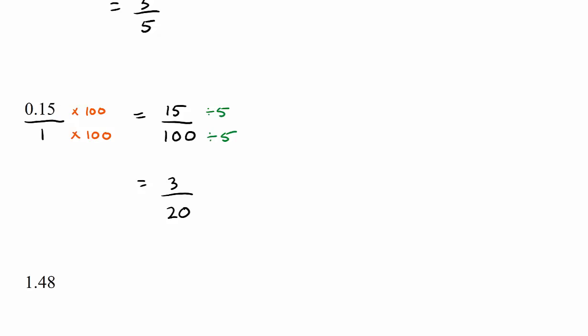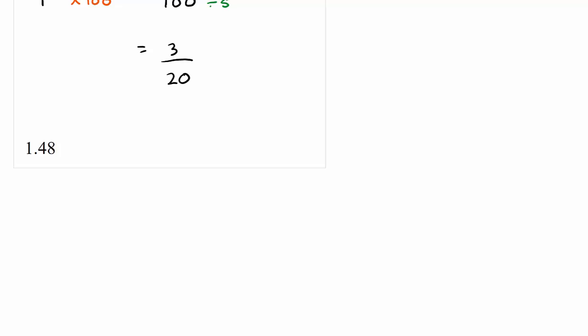One more example for this video. I've got a number greater than 1 here, but it still doesn't change the process that I do. I'm going to place it over 1. Because I have 2 numbers after the decimal place, that means that I'm going to multiply both the numerator and denominator by 100. I'm going to move that decimal place 2 to the right, and I'm going to get 148. And then 1 multiplied by 100 is 100.